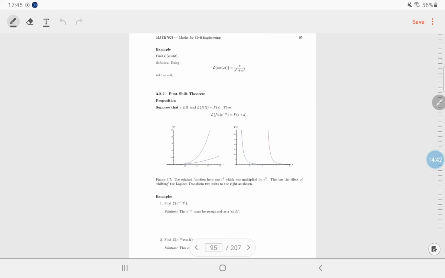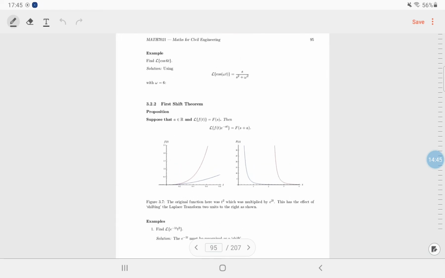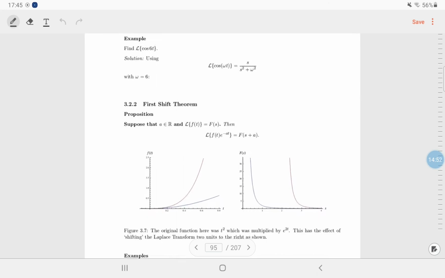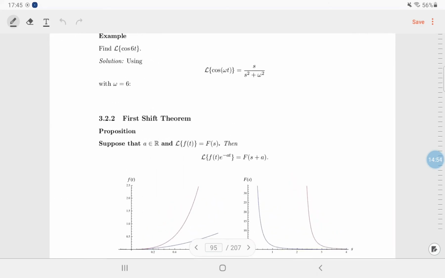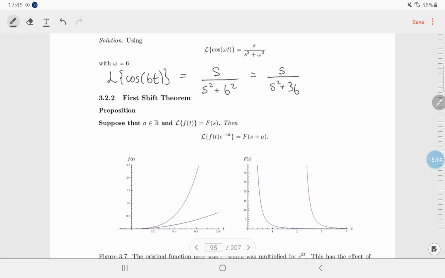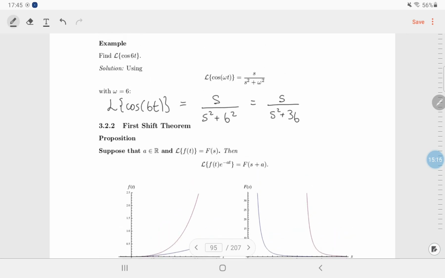Okay, and I think we'll keep going. So for example, just using a formula here, this isn't too difficult. So the Laplace transform of cos 6t, we're just going to use this formula, is s over s squared plus 6 squared, which if we want, we could say is s over s squared plus 36. Okay, now we have something I'm going to put in the next video.